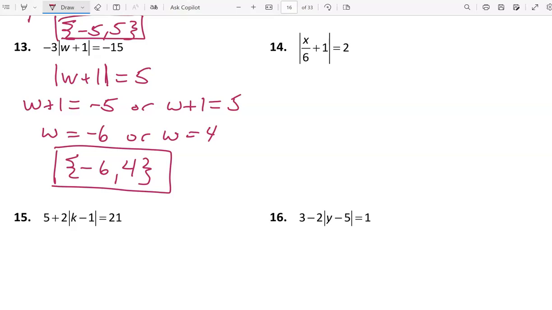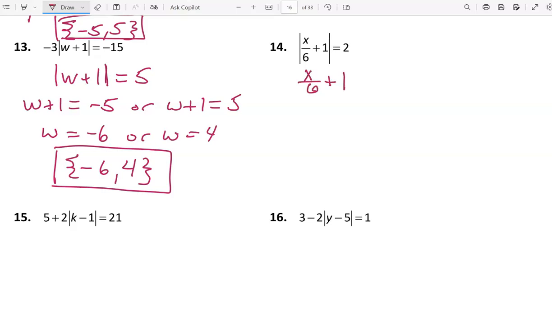For number 14, I would suggest that you undo the absolute value before you think about clearing fractions. Multiplying inside of an absolute value is a tricky thing. We can do it as long as the number is positive, but if the number is negative, we don't want to distribute inside of an absolute value. So it's best just not to mess with that. So I'm going to undo the absolute value first.